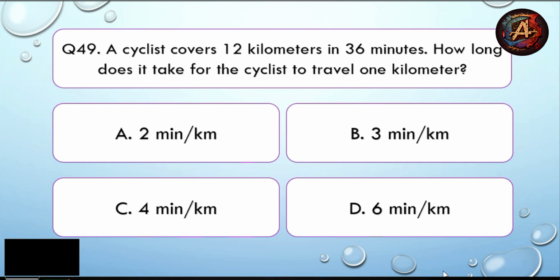A cyclist covers 12 kilometers in 36 minutes. How long does it take for the cyclist to travel 1 kilometer? Okay. Is it A, 2 minutes per kilometer, B, 3 minutes per kilometer, C, 4 minutes per kilometer, or D, 6 minutes per kilometer? I'll give you 5 seconds.